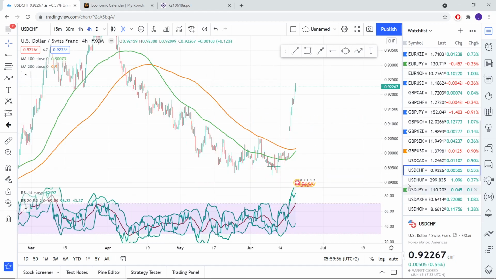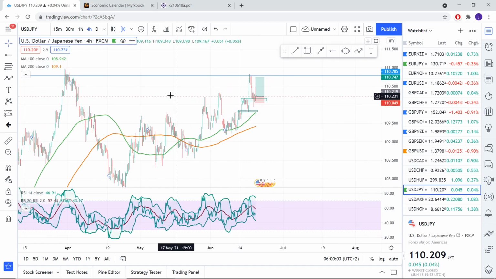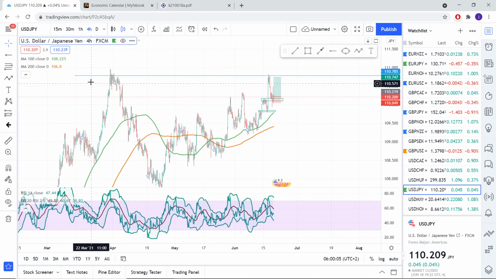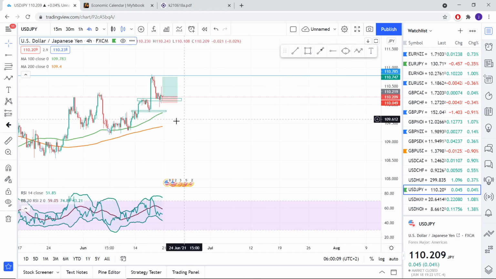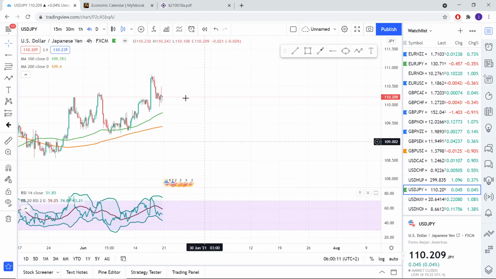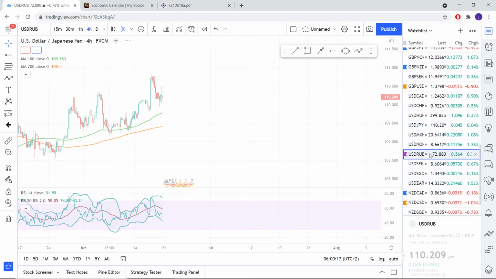Alright, CHF, same thing, looking for a pullback to potentially go up. Overall bearish on the CHF. USD JPY came to an all-time high right around this area, rejected from it, pulled back. So this, no bueno, no potential trade here. Take that out.